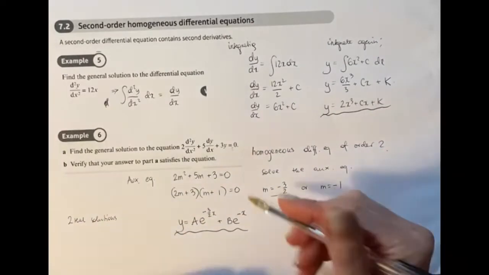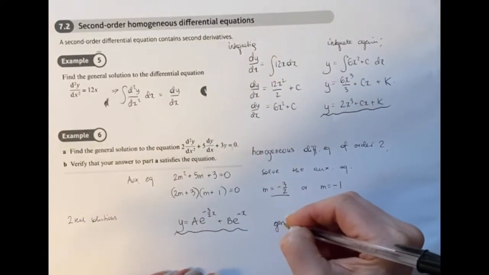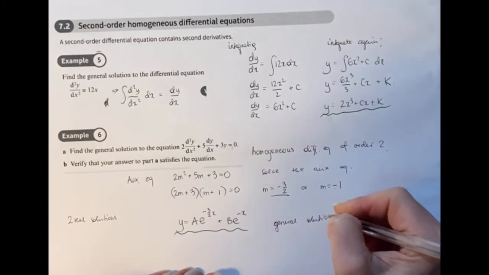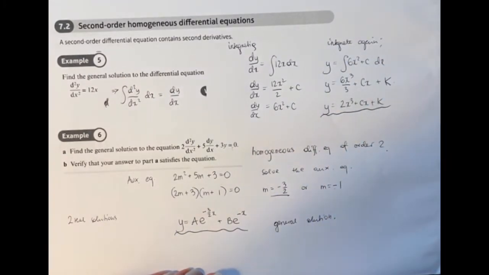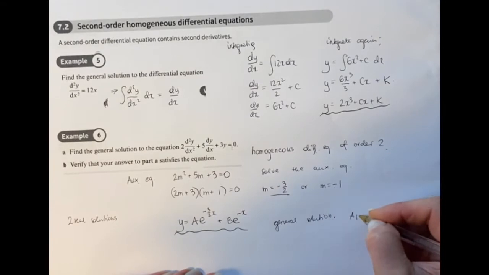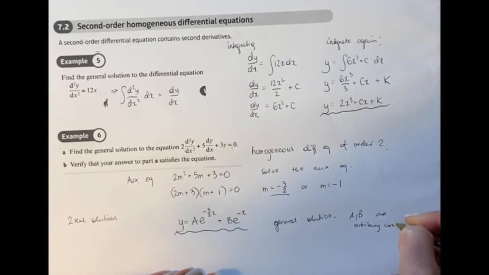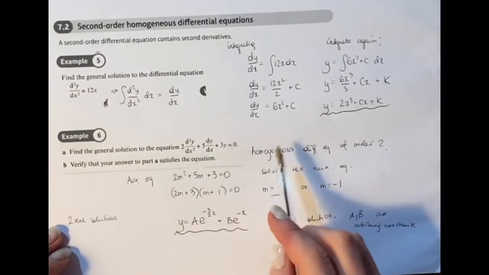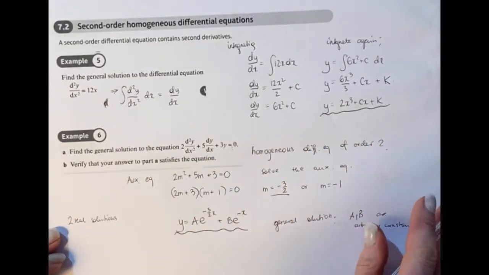Now this is the general solution, where a and b are arbitrary constants. Again, notice we have two such constants in this equation. You had two constants in the other equation as well.